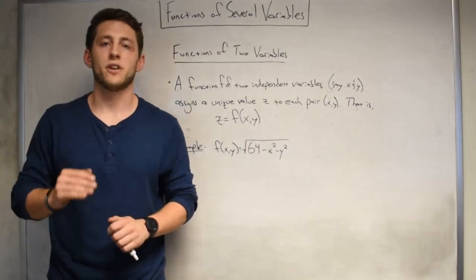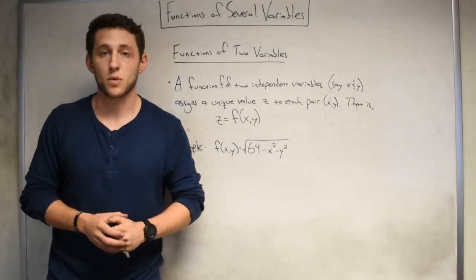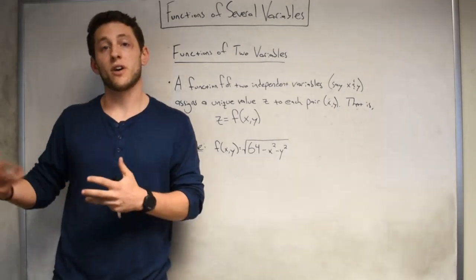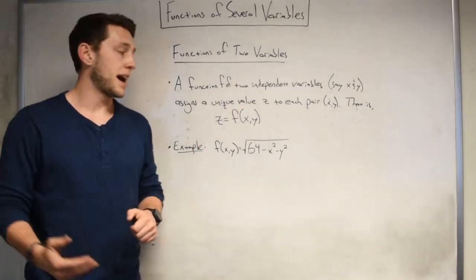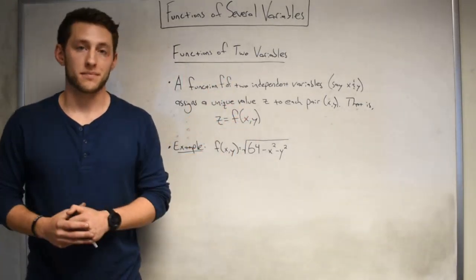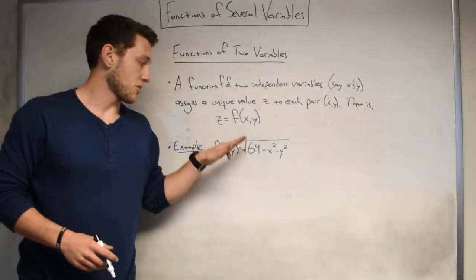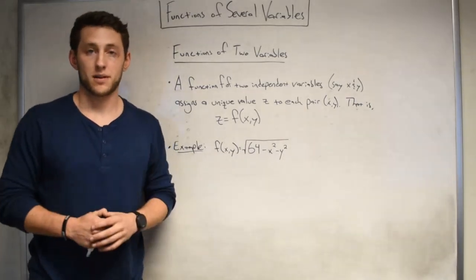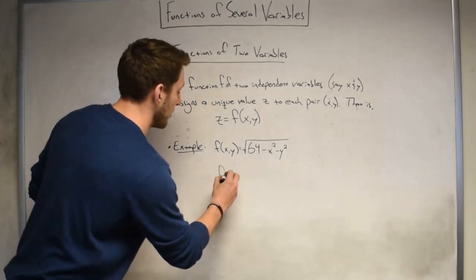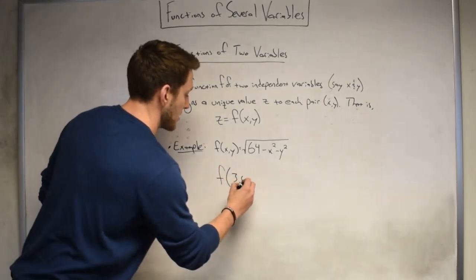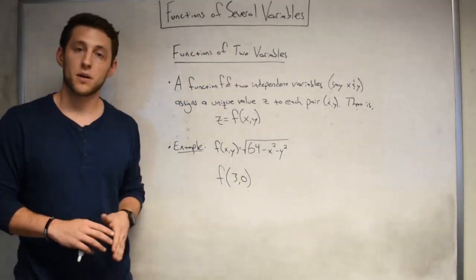Let's first off talk about functions of two variables. Now, a function f of two independent variables, let's call them x and y, is just a rule involving those x's and y's that produces an output, let's call it z. That is, f of x comma y equals z. In the example below, let's consider f of x comma y equals the square root of 64 minus x squared minus y squared. If we want to evaluate at a point, let's say 3, 0, all you would have to do is respectively plug in 3 and 0 for x and y.